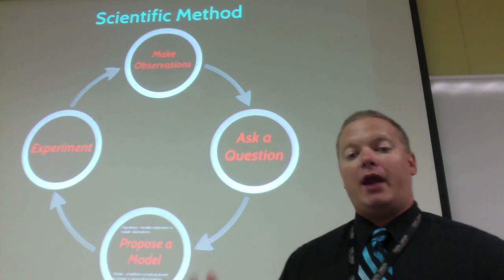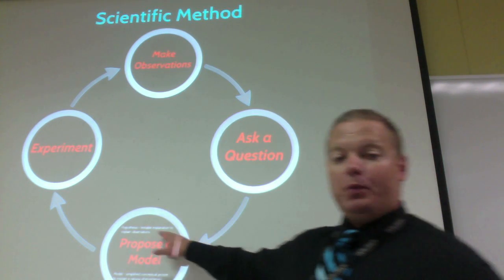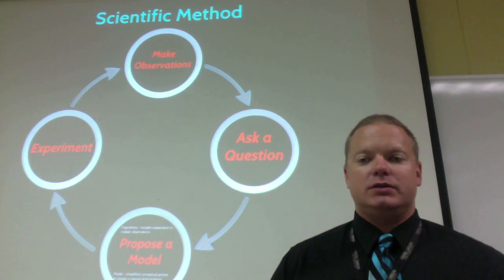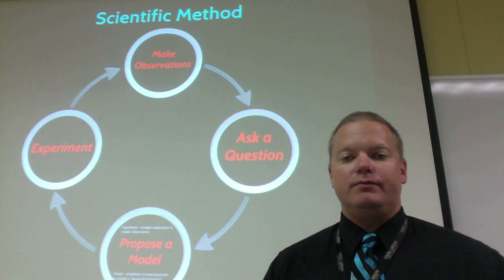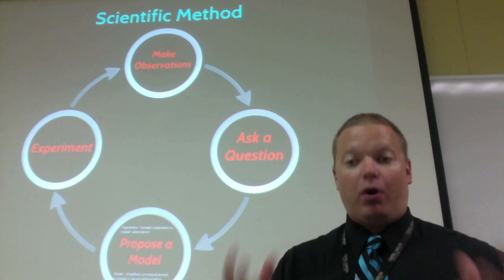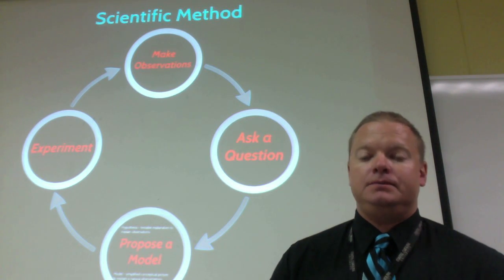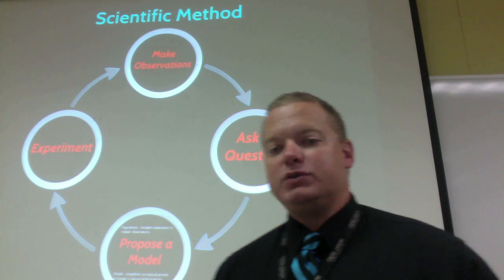In order to understand it, we create a model. So the second step is we always propose a model, some way to explain those observations. Some simple conceptual understanding of the process that we think is occurring to explain the observations that we're making.